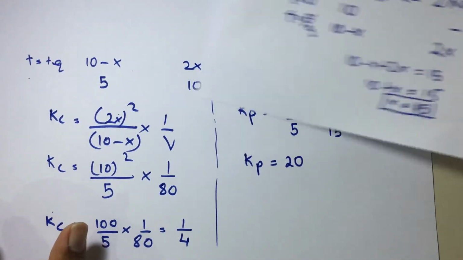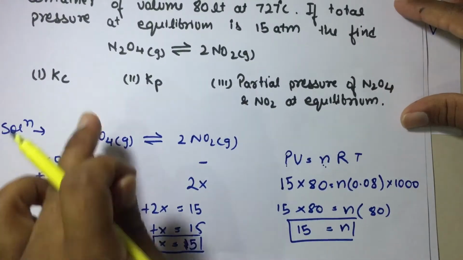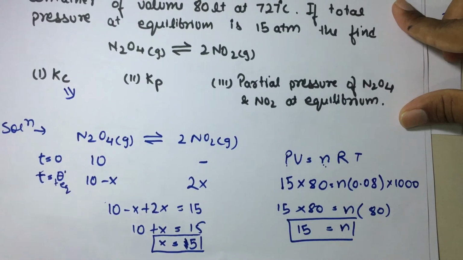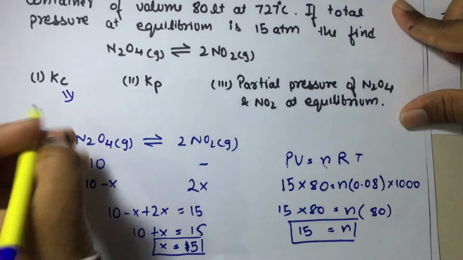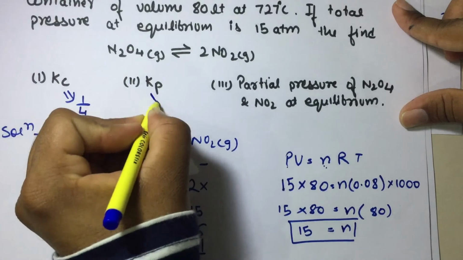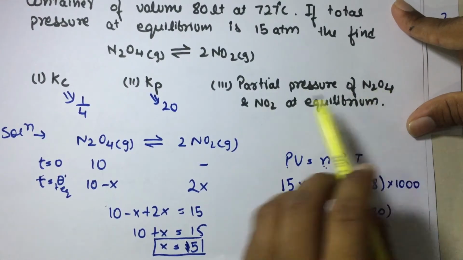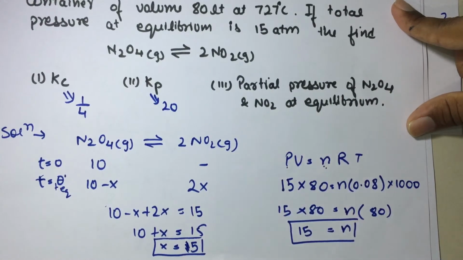Okay, so we have done the two parts of this question, Kc and Kp. Kc is 1 by 4, which is 0.25, and Kp is 20. Now we have to find the partial pressure of N2O4 and NO2 at equilibrium.